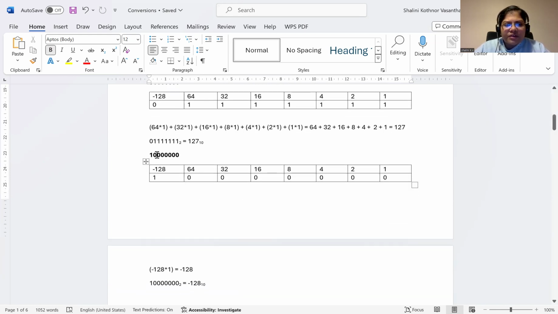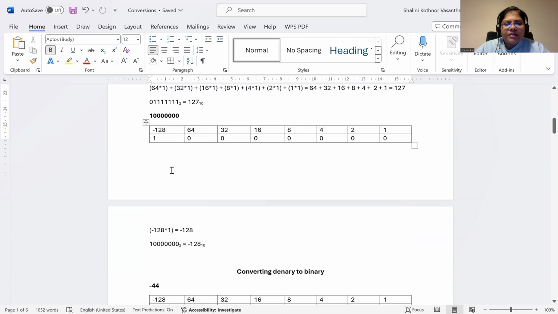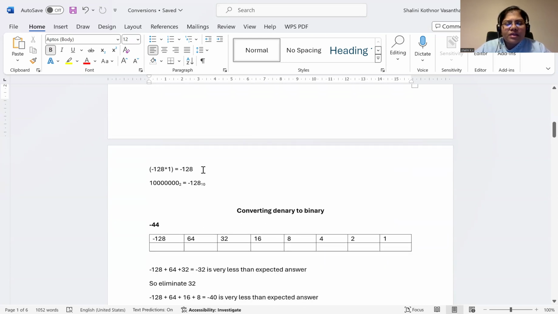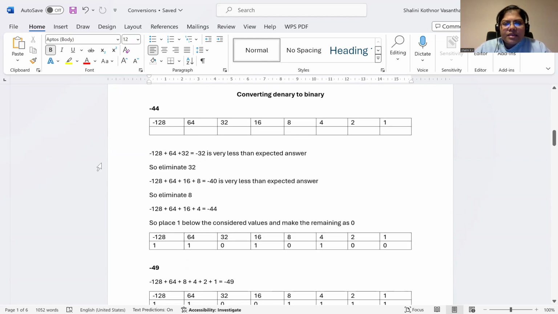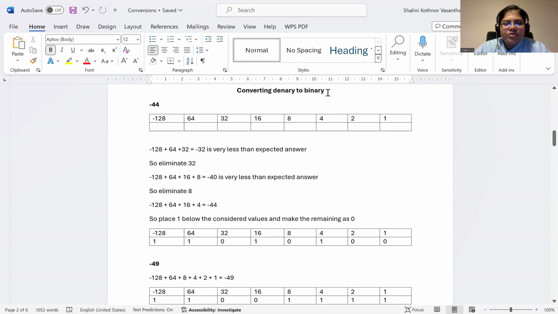Similarly, if this value is taken, which is the binary value 1 followed by 7 zeros, 1 is the sign bit, so it is a negative number, so we are going to have only 1 in it, which is 1 times minus 128. So minus 128 into 1 is equal to minus 128, and that's the largest negative number that we have seen in the table, right? So this is all about converting from binary to a denary number. Hope it's clear. Next, converting from a denary number to a binary value. So it can be both positive or it can be a negative number.